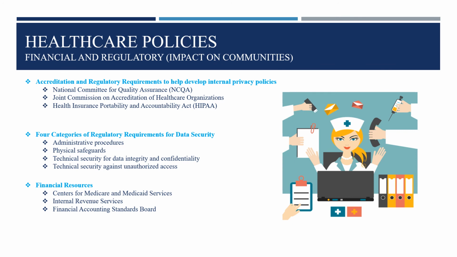There are different financial resources, the Centers for Medicare and Medicaid Services, the Internal Revenue Service, and the Financial Accounting Standards Board. These different financial organizations make sure that there are regulatory standards that are met within a facility in order for them to continue to be able to accept patients that receive those types of insurances and make sure they are meeting the standards to be able to bill for those patients.